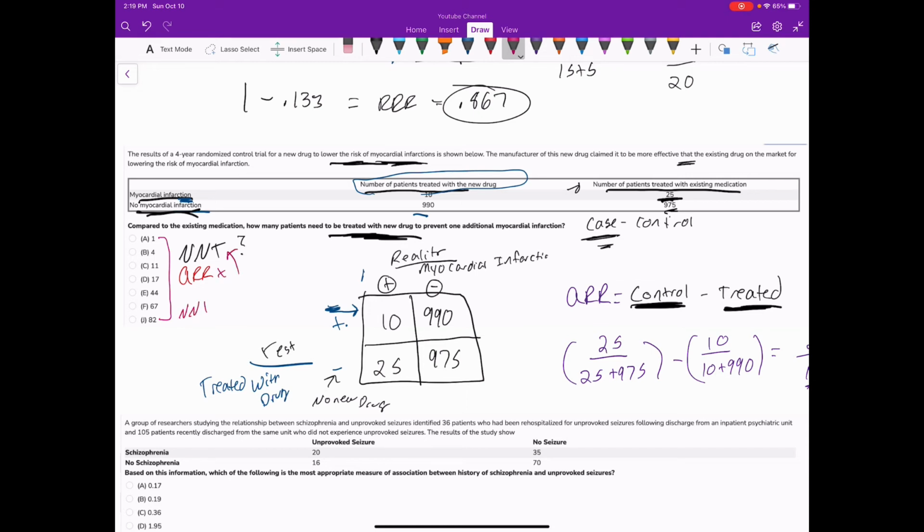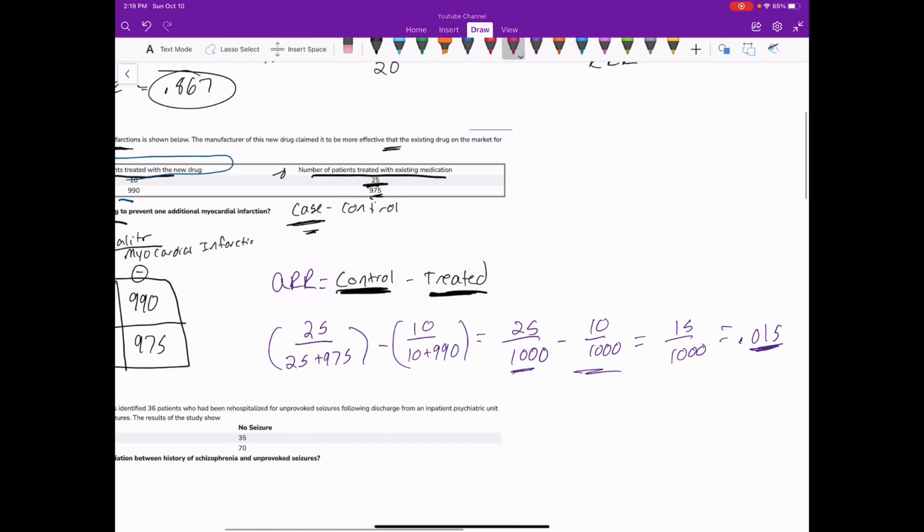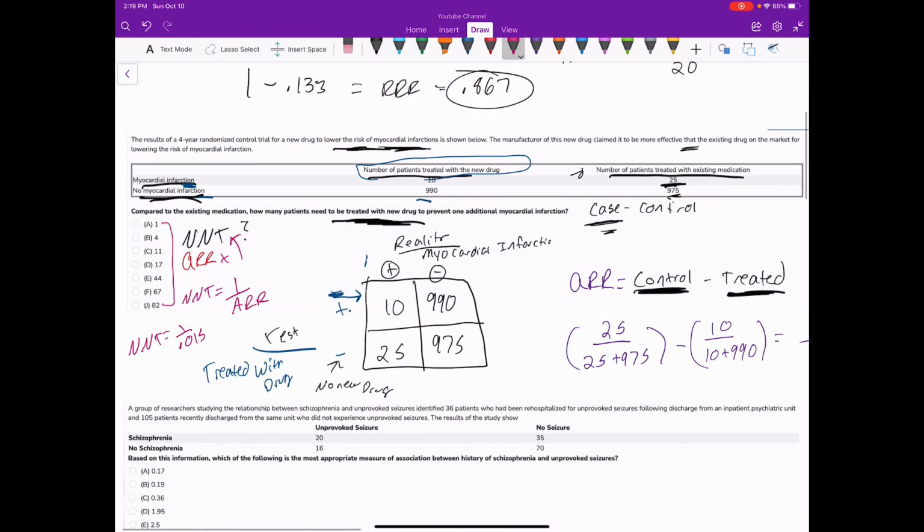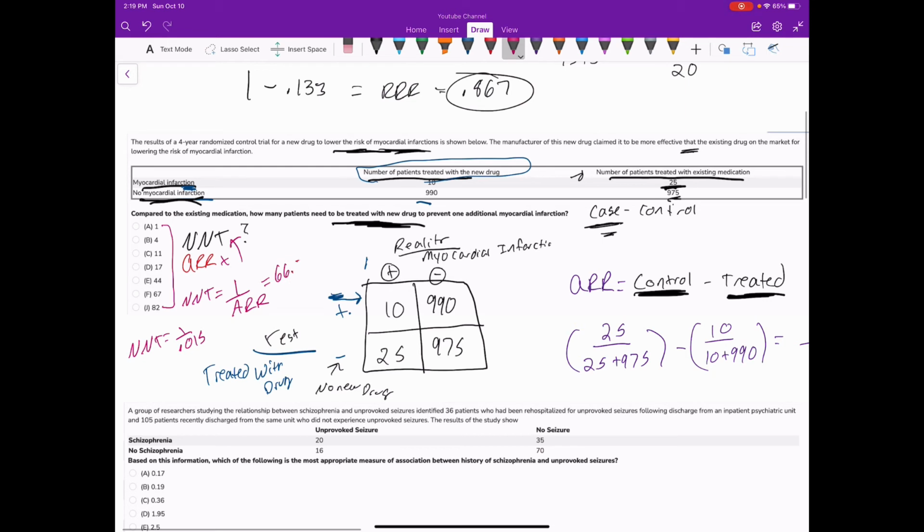And what was NNT? Well, NNT was 1 over the ARR. So you should be kind of relieved. NNT is going to be 1 over 0.015, because that's what we just calculated, right? So if we have 1 over 0.015, back to the calculator, our answer is going to come out to 66.7, which is 67. So our answer for our question is 67. The number of patients needed to be treated with the drug to prevent one additional myocardial infarction is 67.